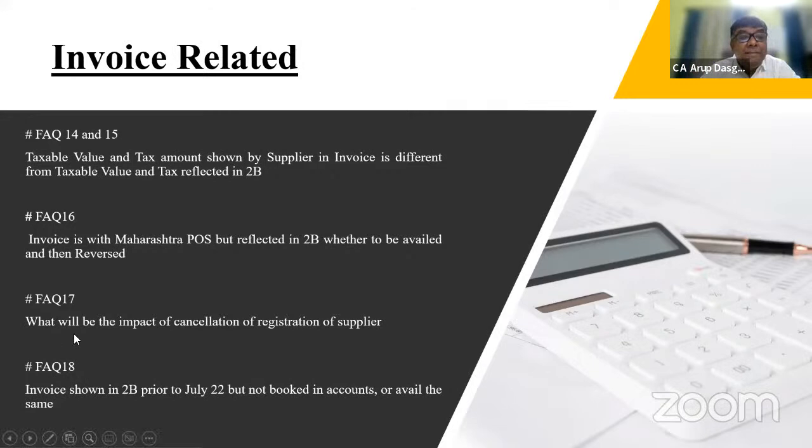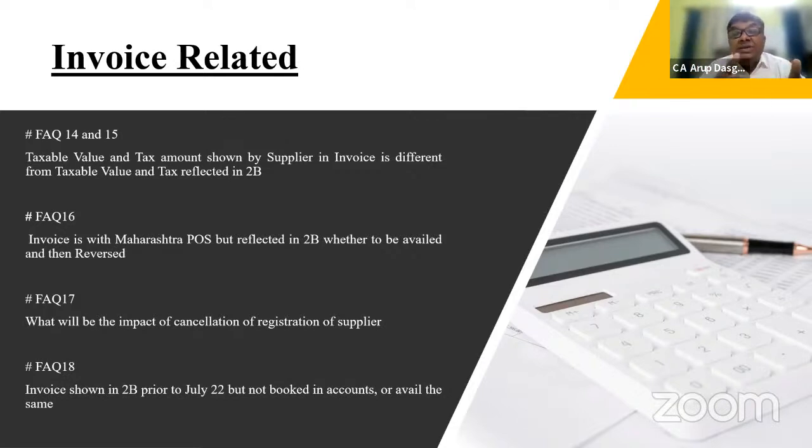So next is what will be the impact of cancellation of registration of supplier. Here, as I was discussing, the ITC you have availed in a particular month, and now suddenly the registration is cancelled for that particular supplier. So now the department is telling you that you have to reverse this ITC. I'm not going into the legal litigation part because there is a lot of legal reasoning behind it where we don't have to reverse it.